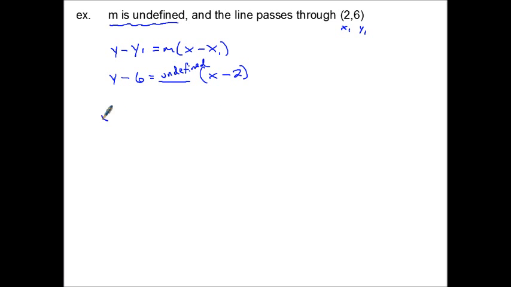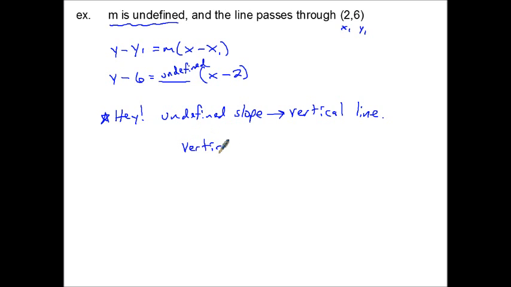Okay, so basically what you have to do here is kind of have your brain go, hey, undefined slope gives me a vertical line. Okay, and the second thing you have to get past that is any vertical line, or let's say a vertical line's equation, is always x equals some number.